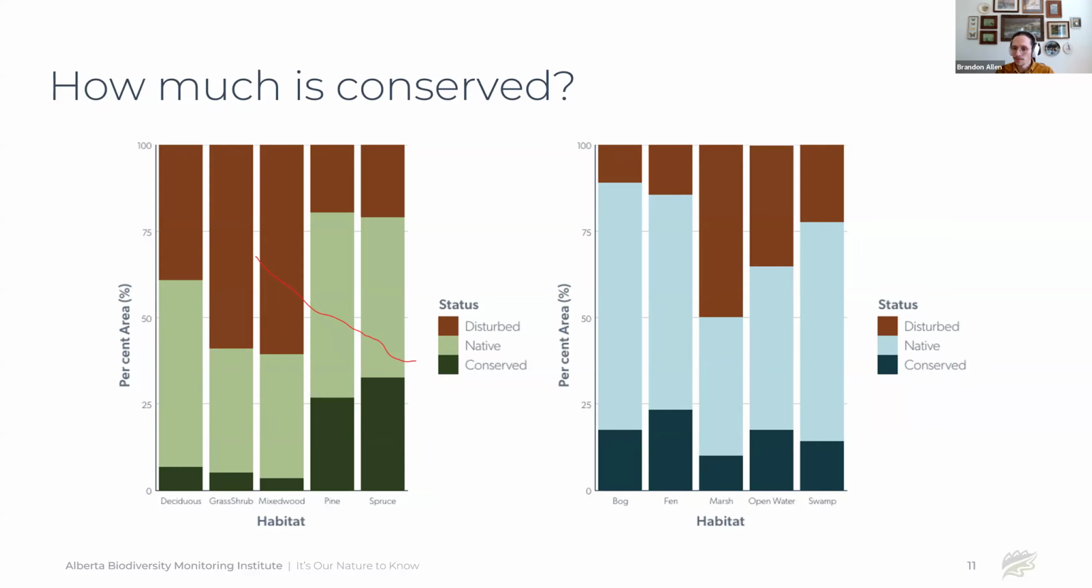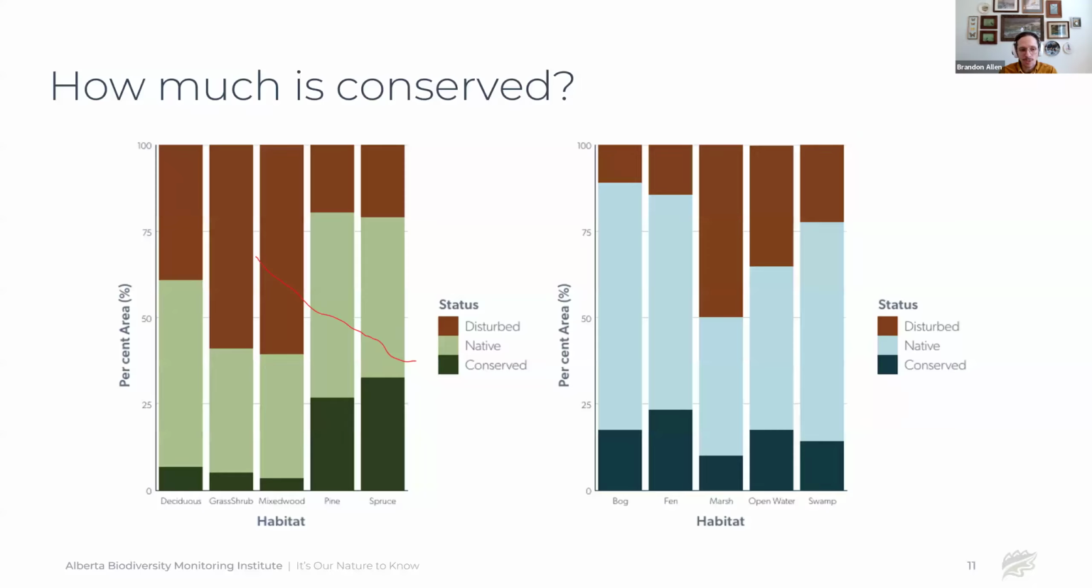So this does include a wide variety of land use activities. This can be your urban parks, this can be your roads, your well pads, your open pit mines, harvest areas. So this is just anything that has had direct human alteration on the landscape. And we again see some really mixed stories.